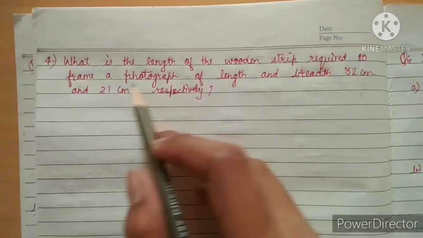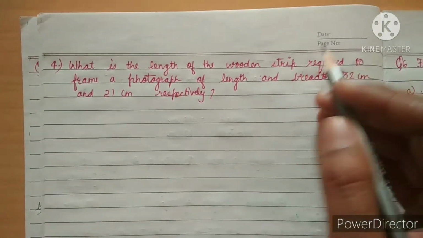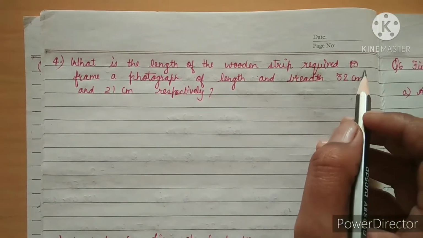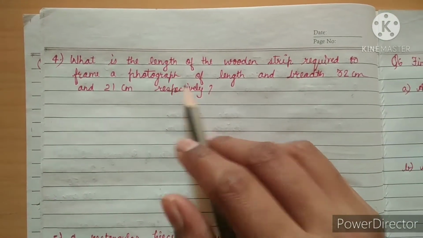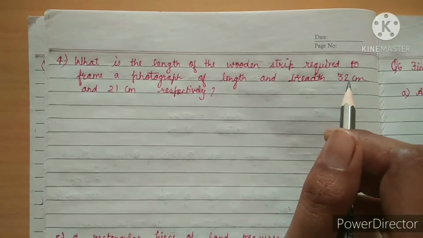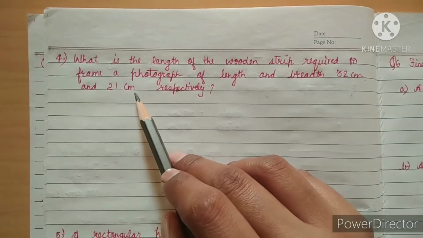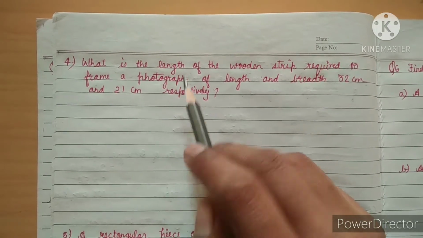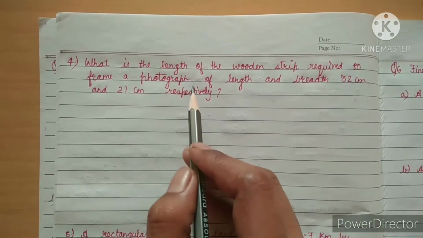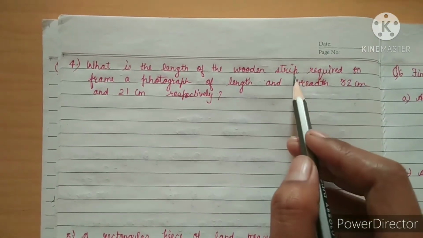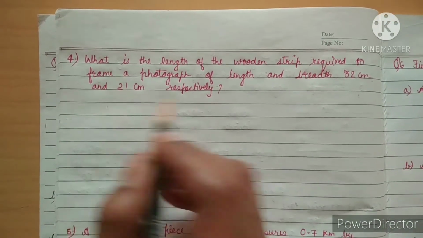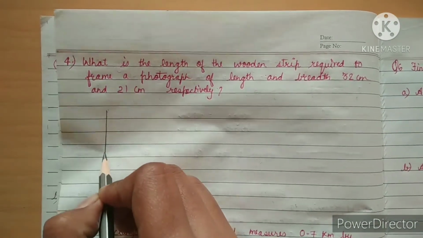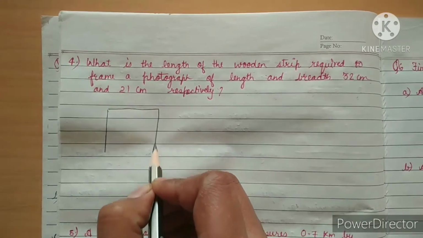Question number 4 is, what is the length of the wooden strip required to frame a photograph of length and breadth 32 centimeter and 21 centimeter respectively? So the question is saying that we want to frame a photograph by wooden strip. Maybe this kind of photo is there.